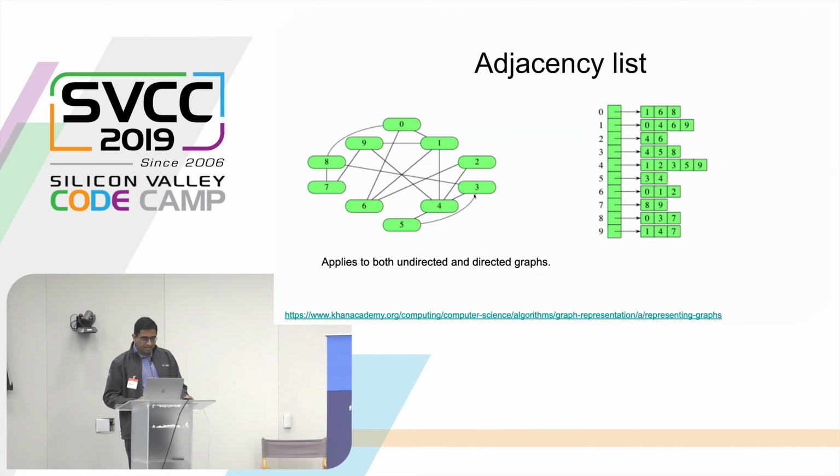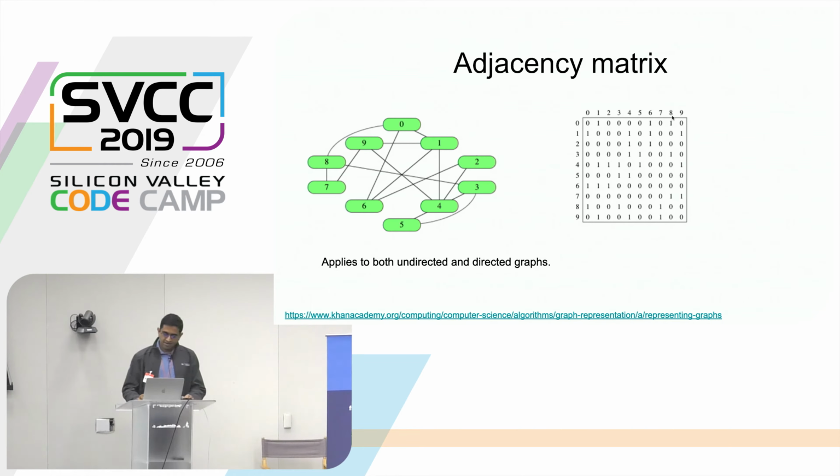So if you are given a graph with these 10 vertices, notice that their names are digits instead of letters here. An adjacency list is basically a list of neighbors for each vertex. So if I want to find out what are the neighbors of vertex 0, I notice that the neighbors are vertex 1, 6, and 8 here. And so I go to the adjacency list for vertex 0, and it tells me what are the neighbors of vertex 0.